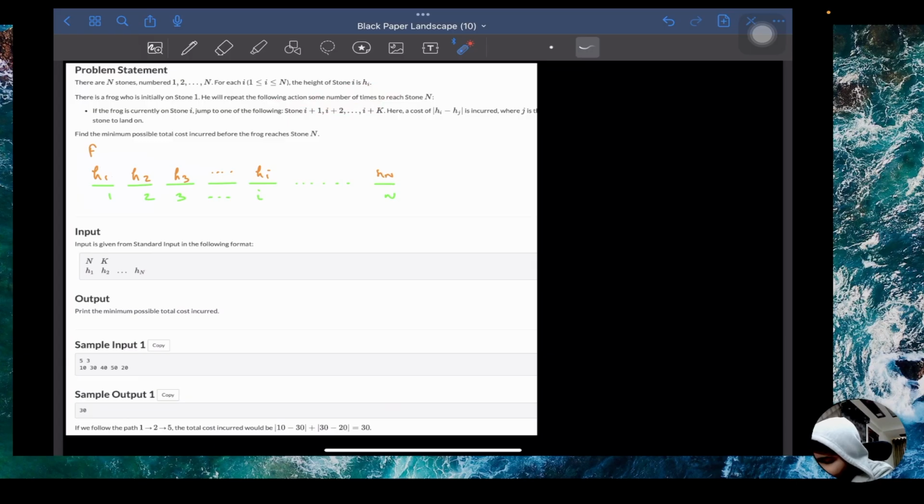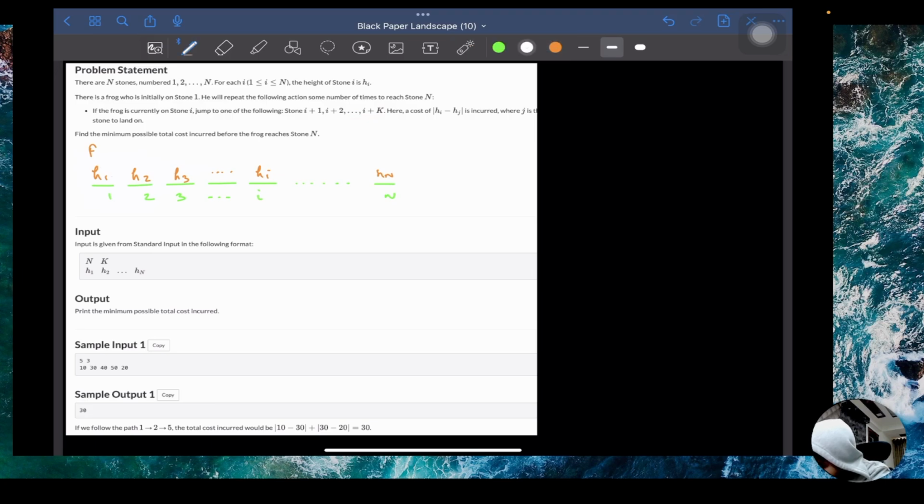What is the action? If the frog is currently on stone i, it can jump to one of the following stones, either i plus 1, i plus 2, so on and so forth, i plus k, right?